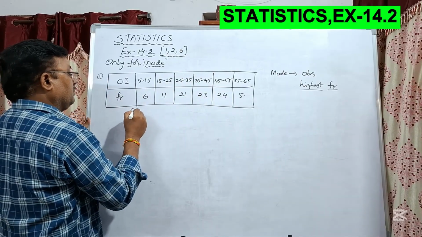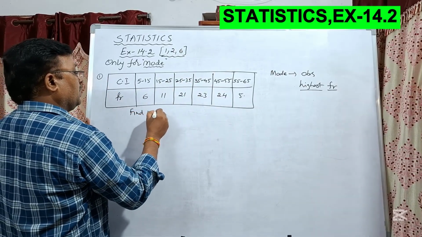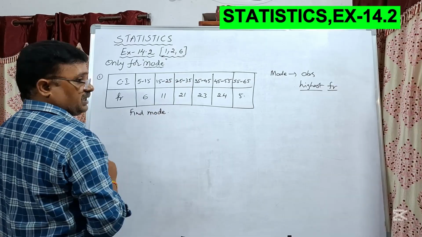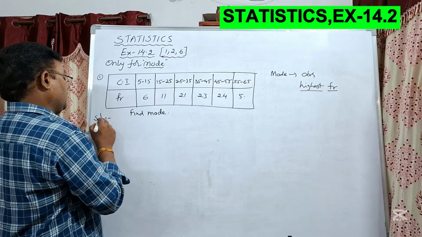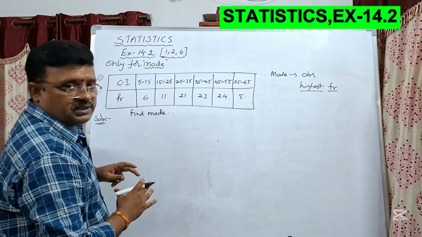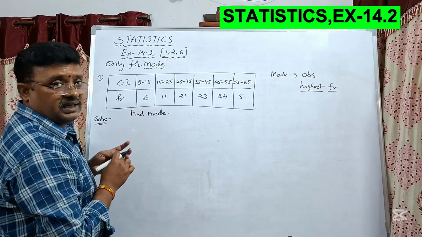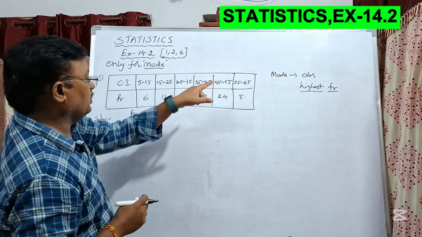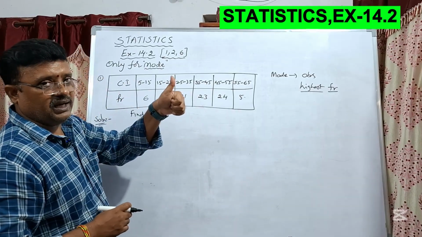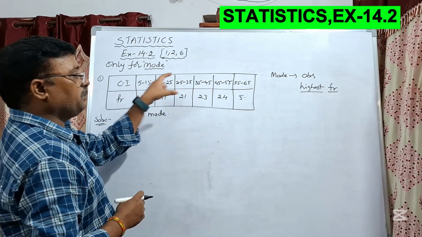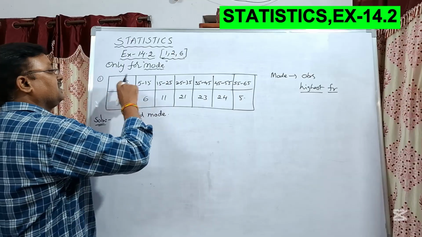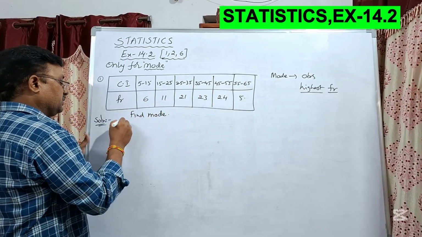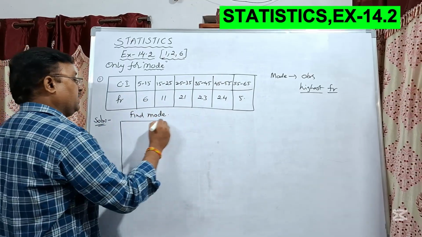They will ask you to find out mode, modal class or mode of the data. Okay, Nana? So what we have to do for that one? Let us see. In the first exercise, already I told you, the given data contains two rows. One is class interval, another one is frequency. They both will become two columns of our solution. These two rows will become two columns for our required table for finding mode.